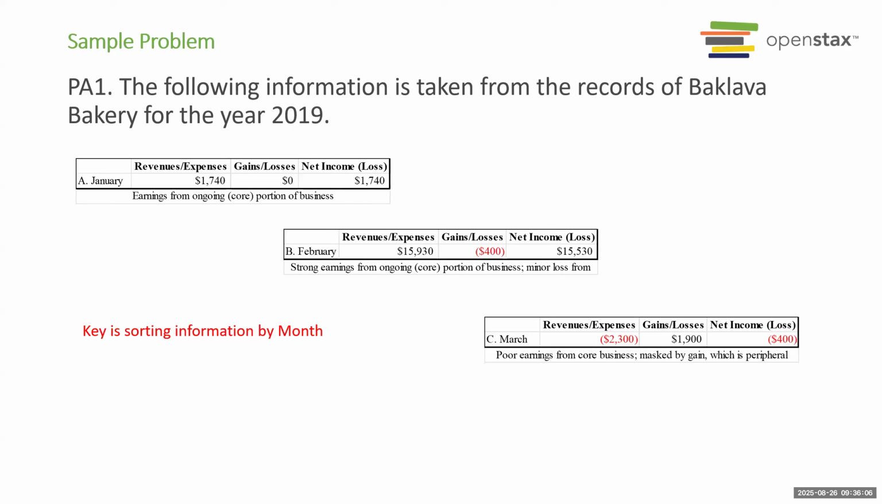And then in March, we have a loss of $2,300 and a gain of $1,900. So we need to really look at what our core business is doing and how it's operating if we're making a loss on what we normally do. But we had a gain of $1,900, so net overall loss of $400. We will discuss gains and losses in detail later, as well as revenues and expenses in greater detail later.